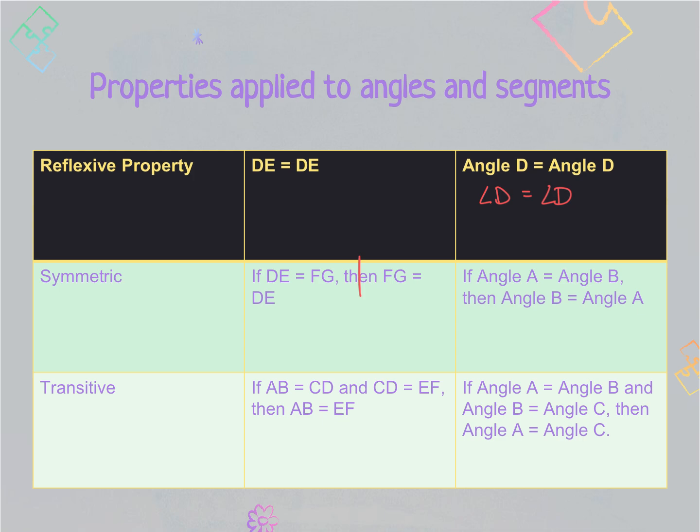DE is equal to FG, then FG is equal to DE. You're switching the order. Angle A is equal to angle B. So if angle A is equal to angle B, then angle B is equal to angle A. And then transitive was like your law of syllogism. What you're doing is you're getting rid of that overlap. You're joining the statements together.